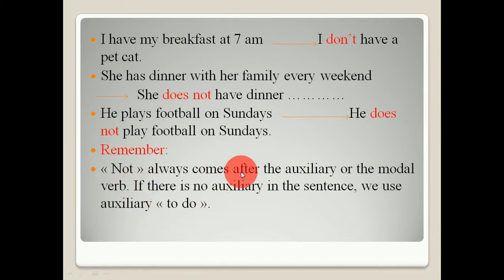So remember, there is a tiny remark I want to give you. Not always comes after the auxiliary or the modal verb. If there is no auxiliary in the sentence, we use the auxiliary to do, of course in the same tense of the verb. Look at the tense the verb is conjugated in, and use the auxiliary to do in that tense. Here we have given the example of the present simple. But if you are dealing with other tenses, use the auxiliary to do in the same tense of the verb. If you find the verb conjugated in the past simple, use the auxiliary to do in the past simple.